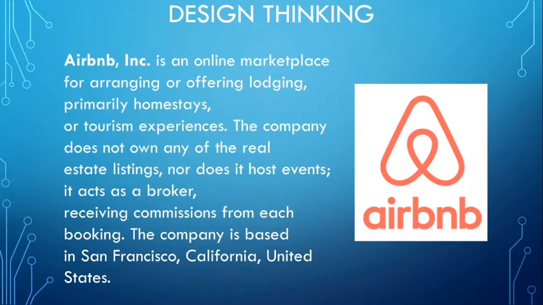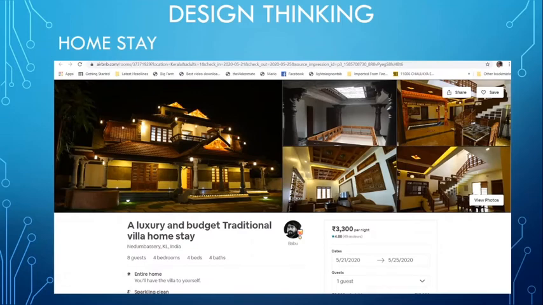Even I tried to check it out online. So how is this Airbnb working? I got this nice villa homestay. For this entire villa, they are charging 3,300 per night. It's very cheap. And not only the entire villa, they are providing breakfast also, every day. Only the breakfast and accommodation, that's it.